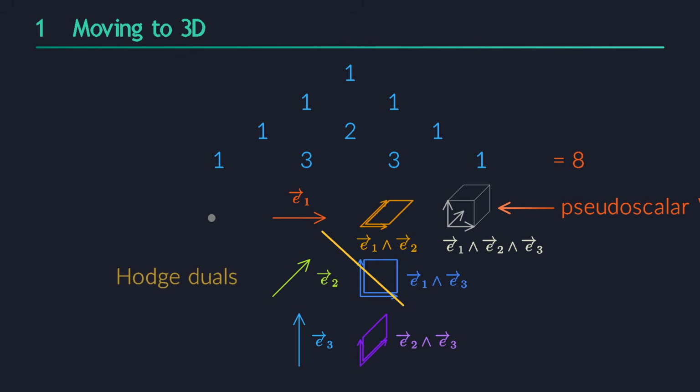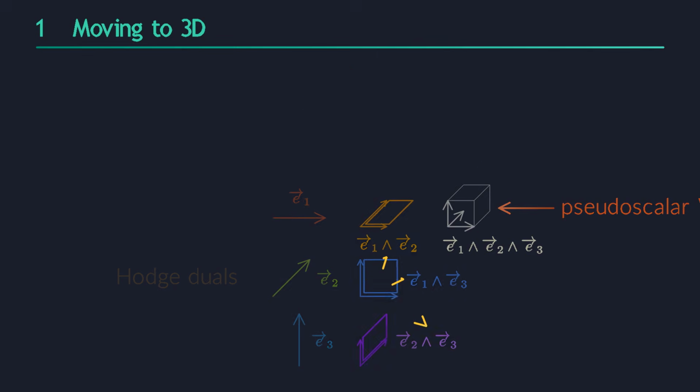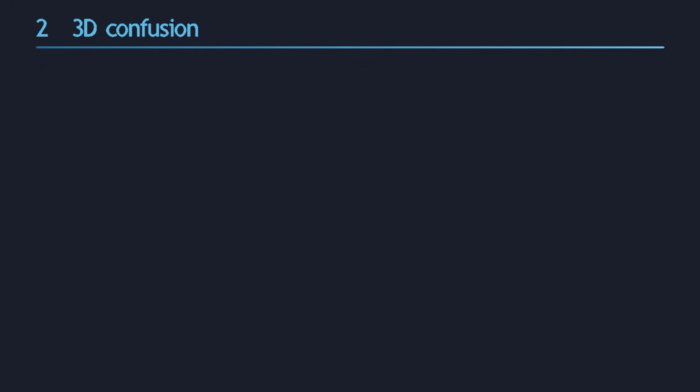As I explained in the previous video, you get the Hodge dual of an object by just multiplying it with I. In 2D, each vector was Hodge dual to another vector. But this time, each vector is Hodge dual to a bivector. The two are each other's orthogonal complement. Each slice of a plane has its associated normal vector. This duality creates a lot of confusion, which we're going to spend the rest of the video unraveling.